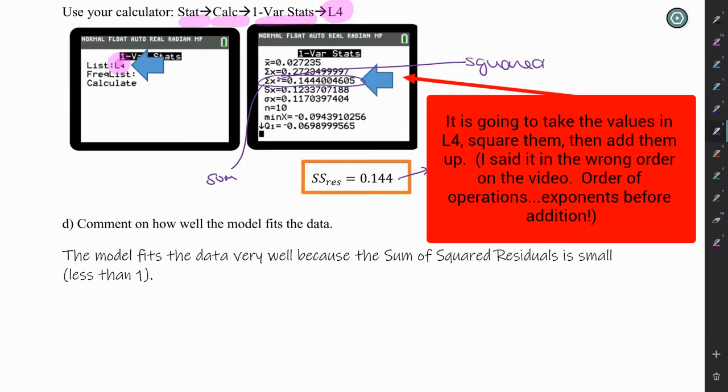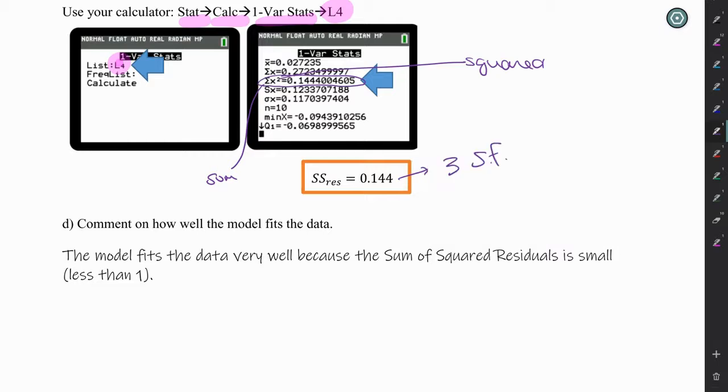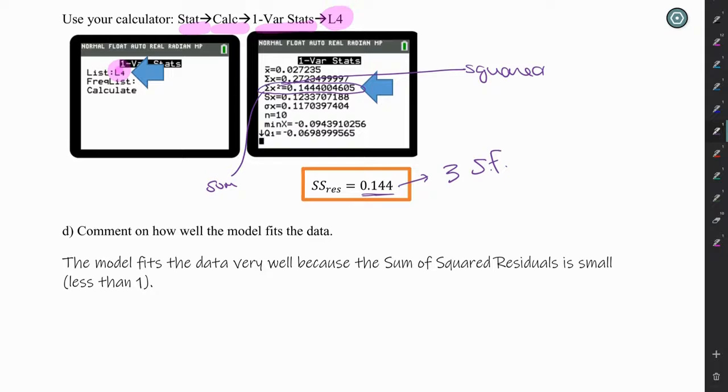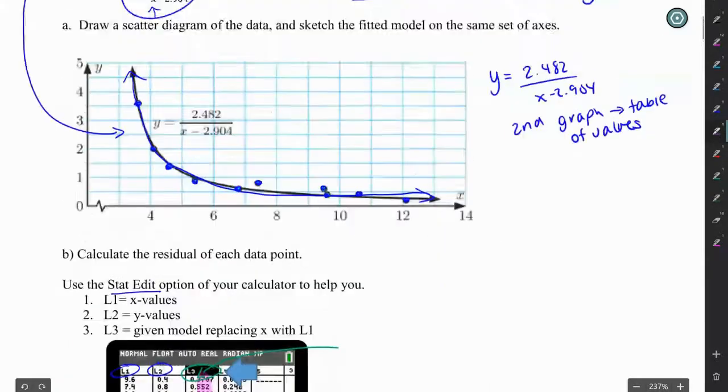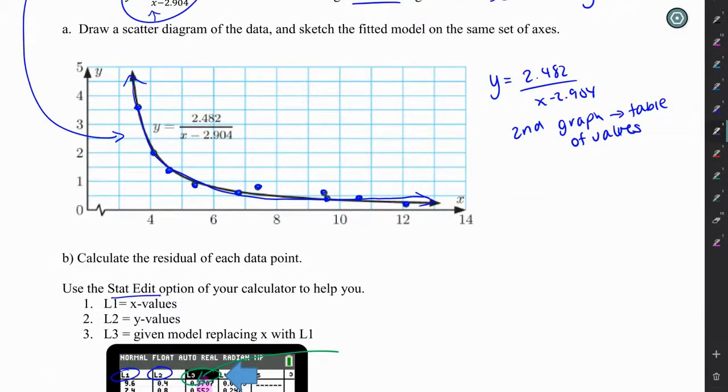So comment on how well the model fits the data. So we would say the model fits the data very well because the sum of squared residuals is small. And we know it's small because it's less than 1. Like if you think about it, this is a teeny tiny number. And if we look back up at the model, some of these points are really, really close or right on the model. So it makes sense that it would have a small sum of the squared residuals because the points are really close to the model.